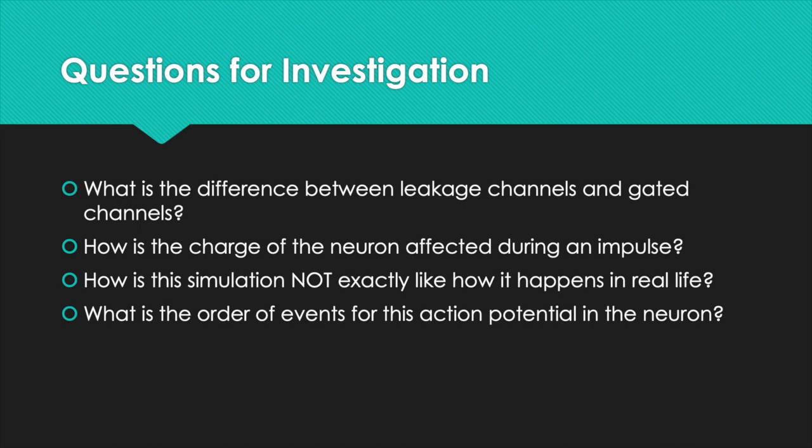the neuron becomes. How is the simulation not exactly like how it appears in real life? This is an important question with any simulation because we want to make sure students are aware that there are shortcomings to any simulation compared to how it really occurs in real life. And then finally, what is the order of events for this action potential in the neuron? That is a little higher level thinking so that students have to write in their own words what the order of events of this action potential is when it happens in their bodies.